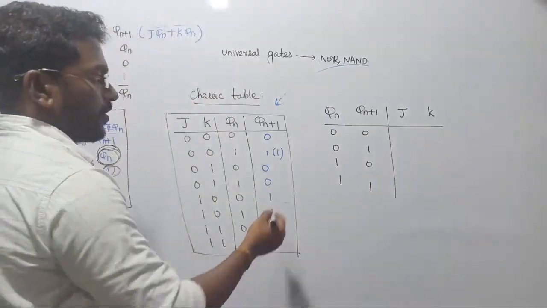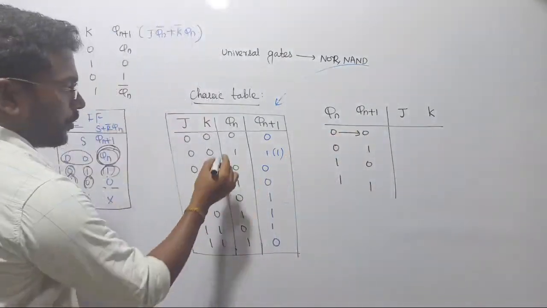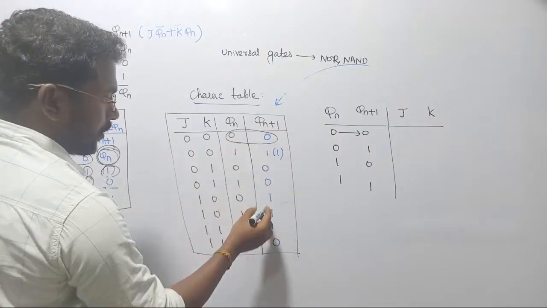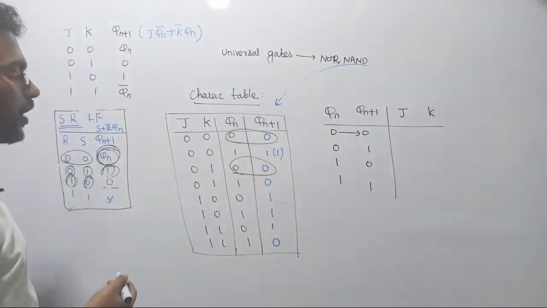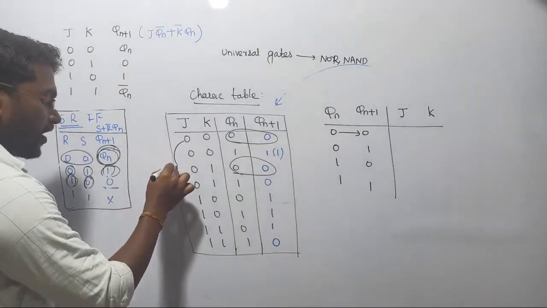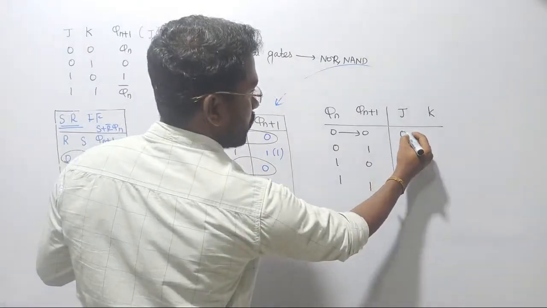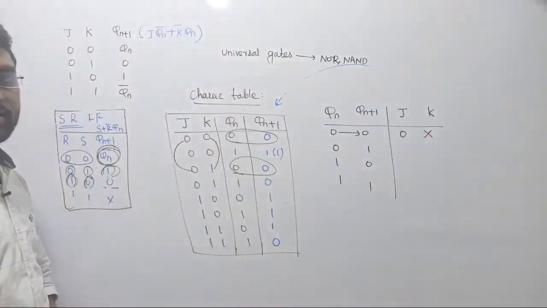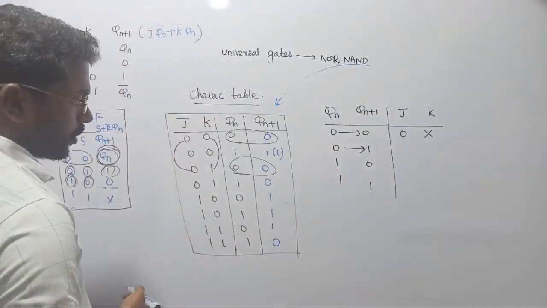See there, whenever your past output to present output goes from 0 to 0, any other possibilities? Yes. While going from 0 to 0, for J we are getting 0, for K we are getting 0 or 1. Let's put don't care.